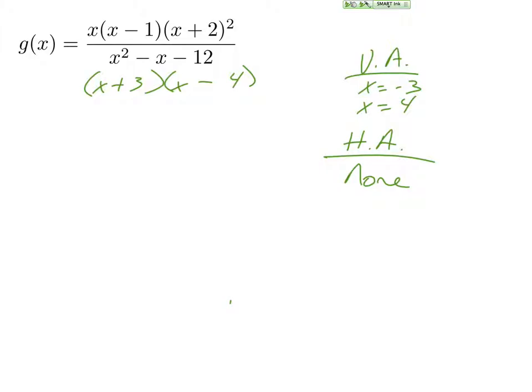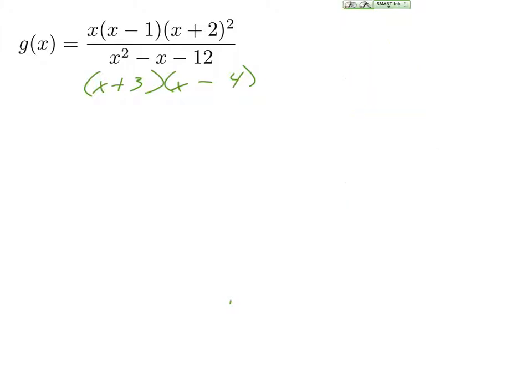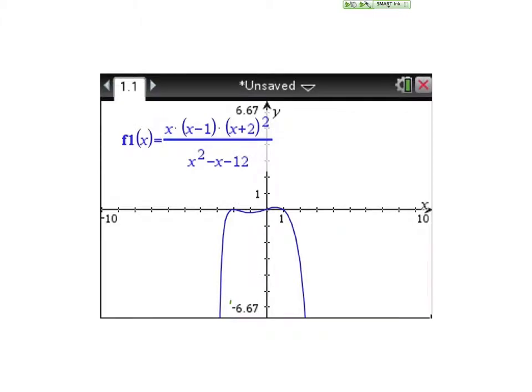So let's see if we're good on all that. All right, so again, here's negative 2. We're bouncing. Here is 0, and here is 1, which we were crossing. My vertical asymptotes were negative 3, and what was the other one? 4. Okay, and as we get closer to those two spots, we are going down.